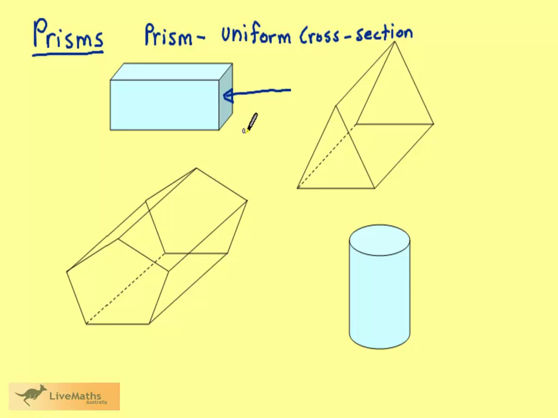This is the cross-section of this shape, and if we were to slice the shape in half, somewhere along its length, we'd find that the end that we cut is the same shape. It's also a rectangle. This is the very definition of a prism. If we cut it along its length, then we'll see the same cross-section.